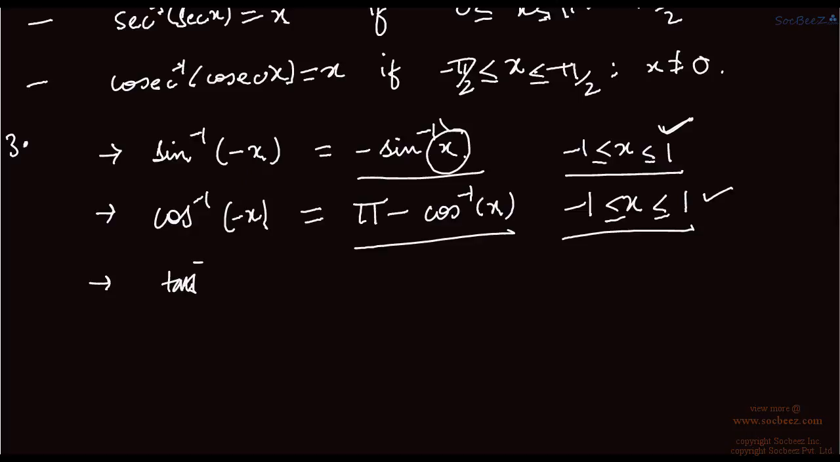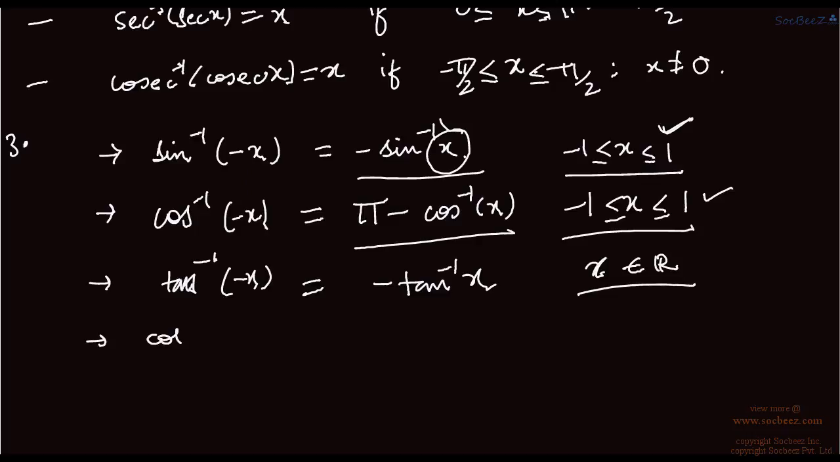Now we will move on to tan inverse x. Tan inverse of minus x is minus tan inverse of x, just like sine inverse x, because they share the same range except the intermediate points. Here x will belong to R, because this is the domain for tan inverse x.